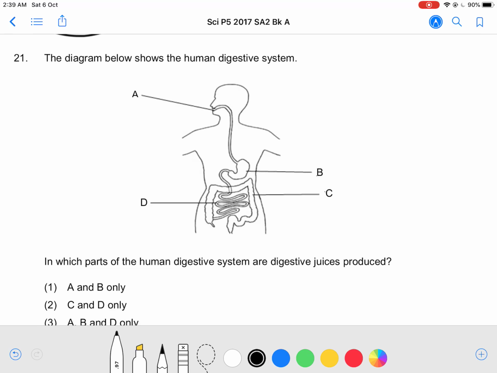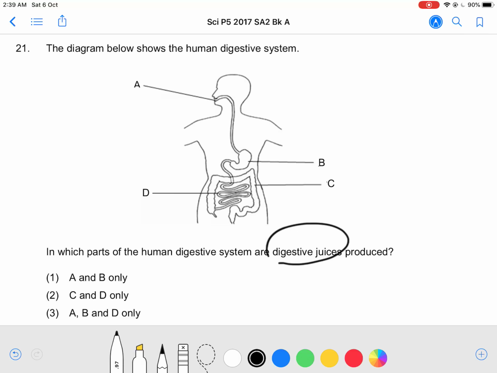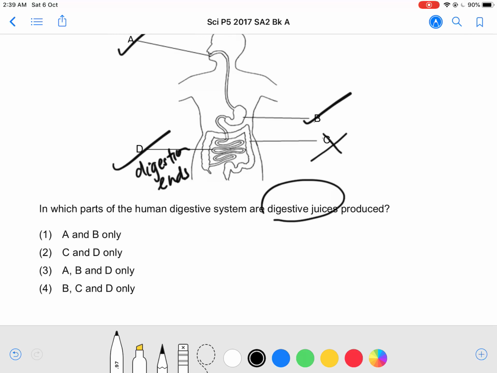Now the diagram shows the human digestive system. Where are digestive juices? Saliva, yes. Stomach, yes. Large intestine, no. Small intestine, yes. Remember, small intestine is where digestion ends. It doesn't mean that there's no digestion. There's still digestion, there's still breaking down. It's just that the final stage is there also. Alright, so that means the large intestine does not digest anything. So it will be A, B, and D. Answer number 3.